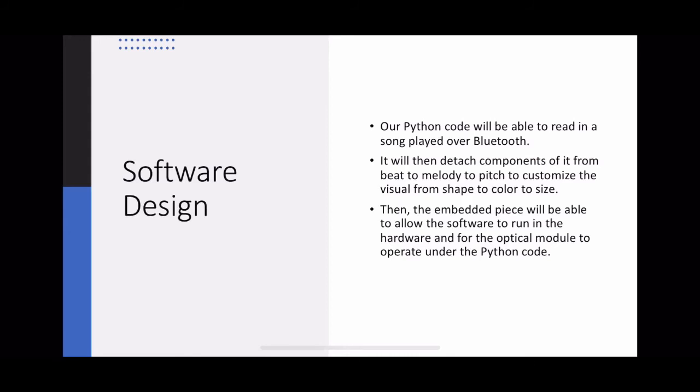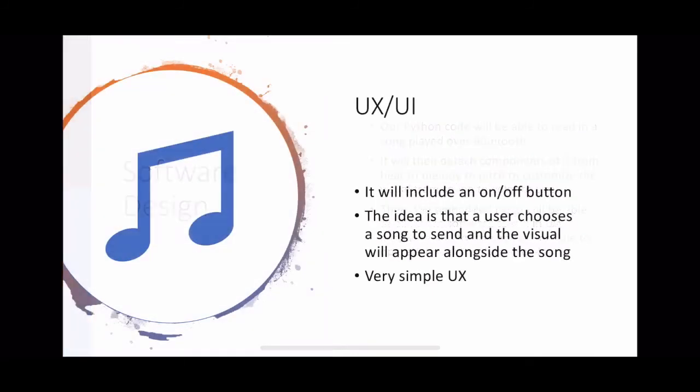It will then detach components from the music, as I said earlier, and put each of those components in a node and coordinate each of those components to a shape or a color. And then our embedded piece will allow the software to run throughout the hardware and process it throughout the optical modules. And our Python piece is going to essentially get our visuals.